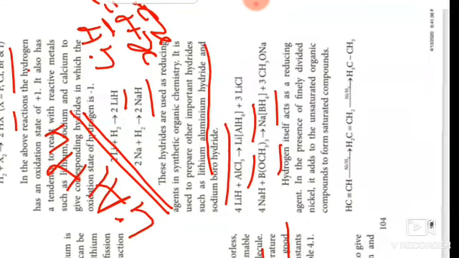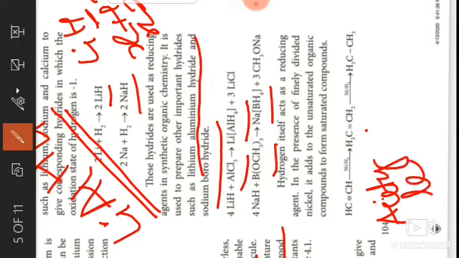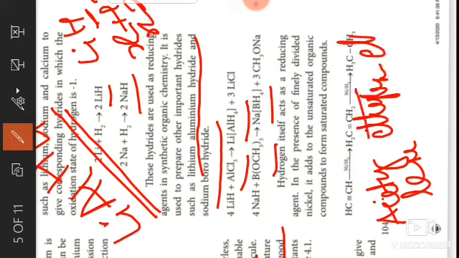What is this compound name? This is called acetylene. CH triple bond CH is acetylene, which reacts with hydrogen over a nickel catalyst, by reduction, to form ethylene, and then ethane. So acetylene, ethylene and ethane. This is acetylene, this is called ethylene, and this is called ethane. Okay, so these are the compound names.